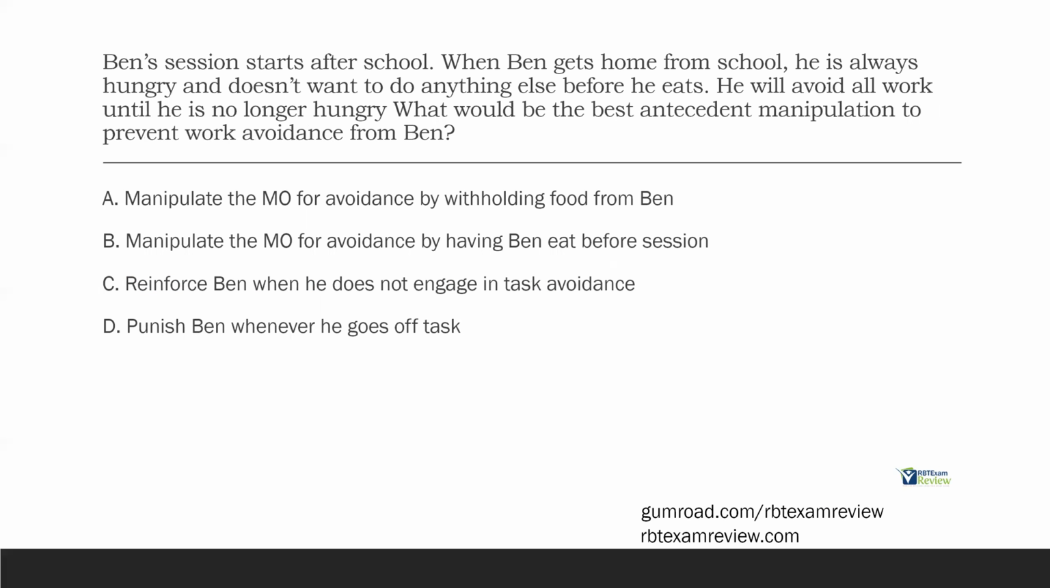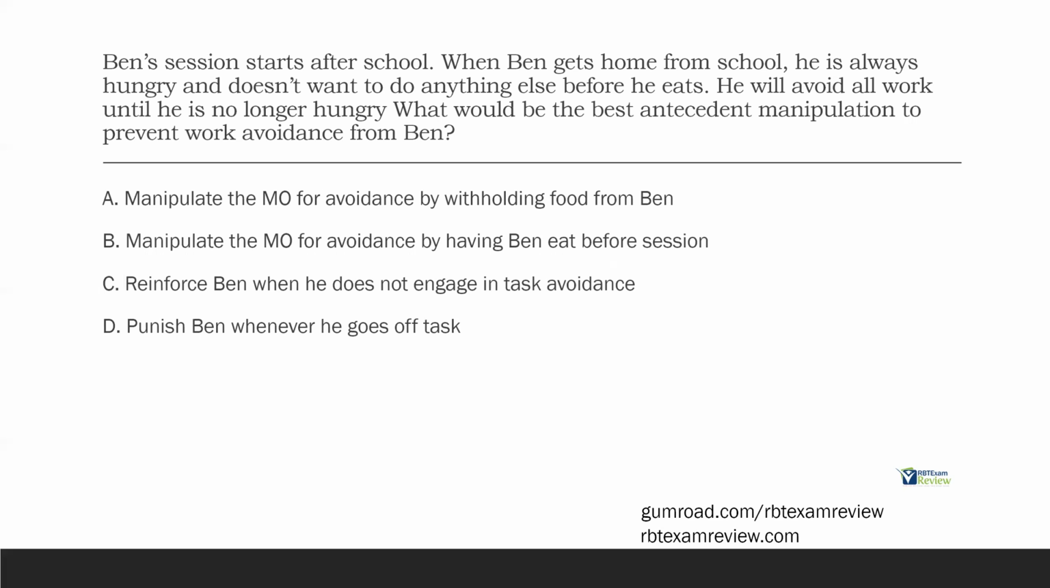Ben's session starts after school. When Ben gets home from school, he is always hungry and doesn't want to do anything else before he eats. He will avoid all work until he is no longer hungry. What would be the best antecedent manipulation to prevent work avoidance from Ben? Okay, so we're looking at some sort of antecedent manipulation, something to do before Ben avoids work, right? Antecedent is before the behavior. The behavior we're looking at is work avoidance. What can we do before work avoidance occurs to prevent work avoidance? All right, that's what we're looking at.